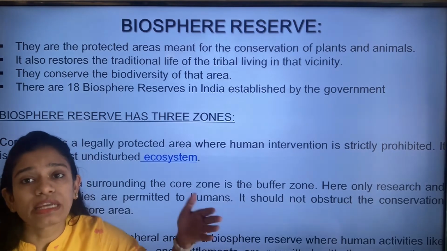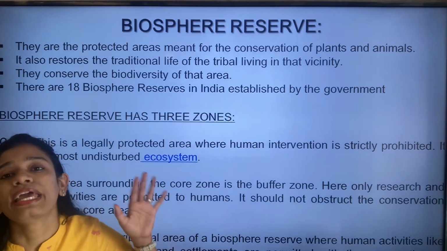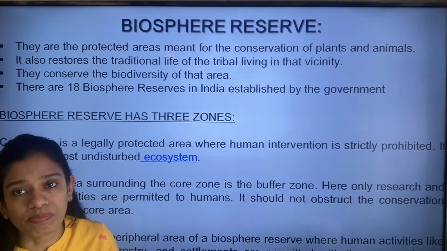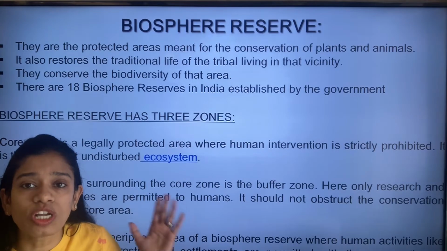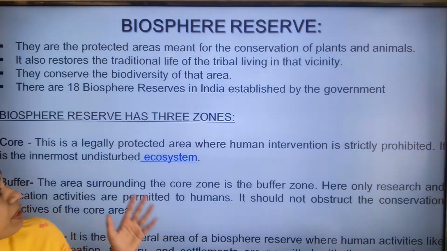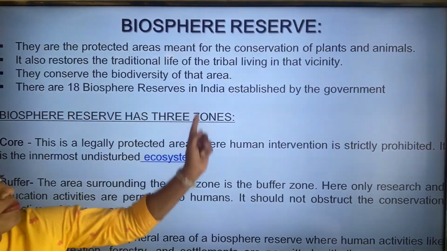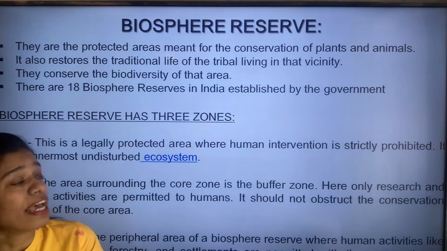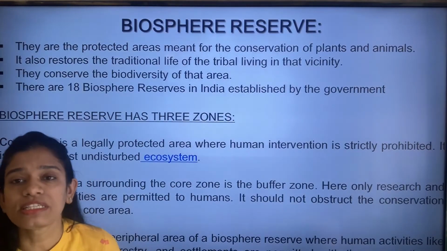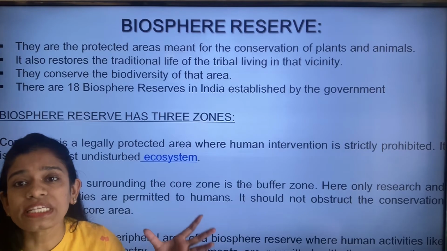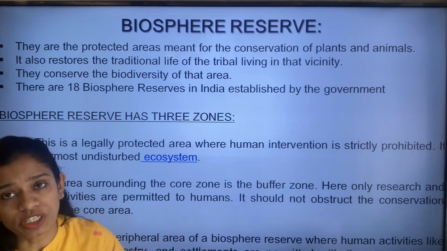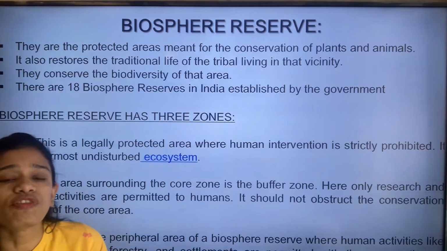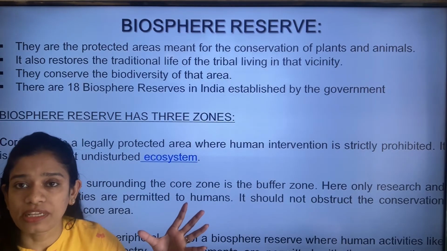It is maintained by law. It is not done by any particular person; rather, by law it has been enforced in order to maintain the biodiversity of a particular place. And there are 18 biosphere reserves in India established by the government. These are all under government rulings, and they are looked after by government officials. So the first thing is conservation of the animals and plants.